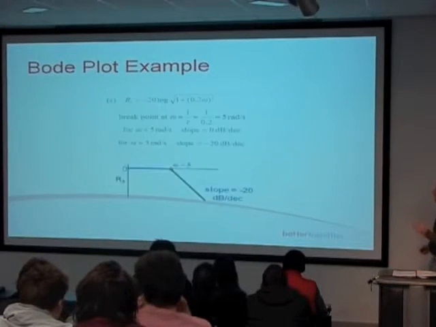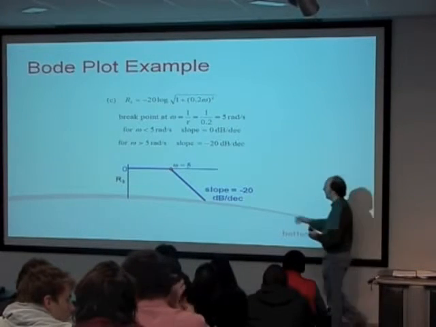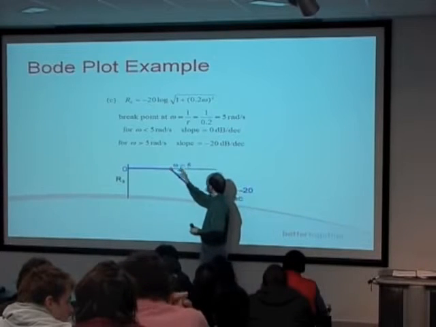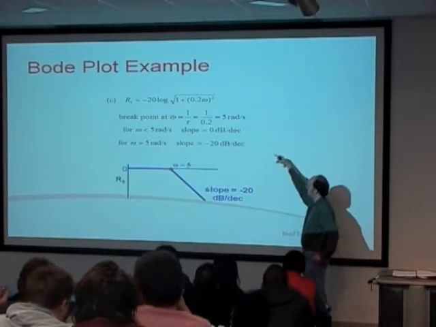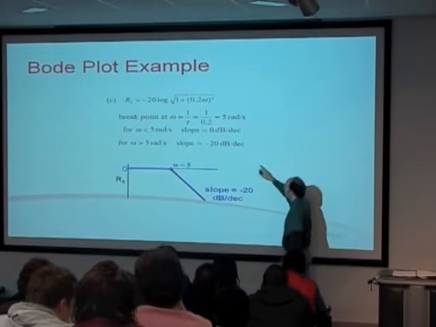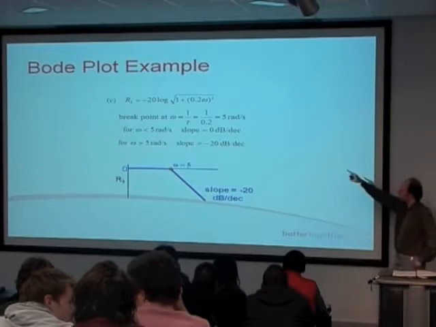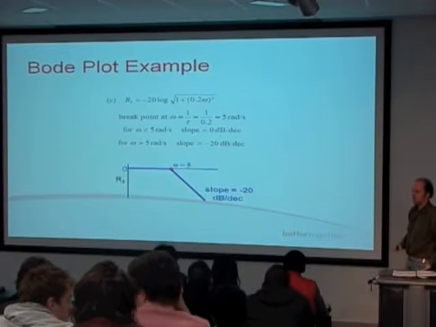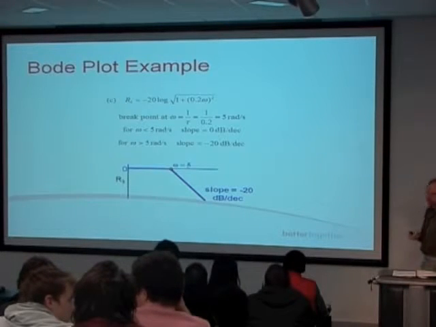We then have our two first order lags. We know that one first order lag has a breakpoint of 5 radians per second, okay? And so before 5 radians per second, the slope is 0, and after 5 radians per second, the slope is minus 20 dB per decade. And we know it's 5 radians per second because you can take 1 over the tau, which we saw before, and you end up with 5. 1 over 0.2 is 5.